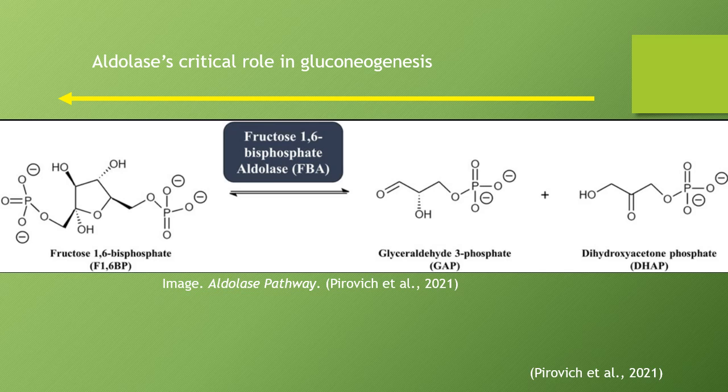In gluconeogenesis, glyceraldehyde 3-phosphate and dihydroxyacetone phosphate already exist, and aldolase catalyzes the joining of the molecules by an aldol condensation reaction to make a 6-carbon molecule, fructose 1,6-bisphosphate. Aldolase is important in this step because the 6-carbon molecule will then undergo more reactions and become glucose.